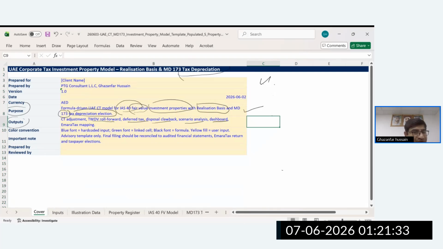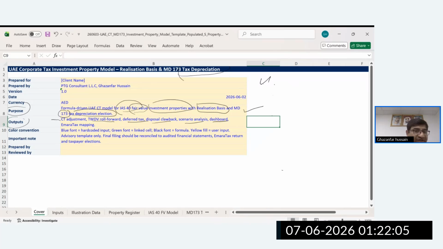As the output of this working, we will give the adjustment, how much we have to make in the tax return adjustment, tax written down value carried forward, and deferred tax, because of course when we do this calculation, there will be a deferred tax asset as well as a deferred tax liability. Disposal clawback means whatever depreciation we deducted as per Ministerial Decision 173 will be clawed back, meaning taxable in the year of sale. So we have to calculate that.